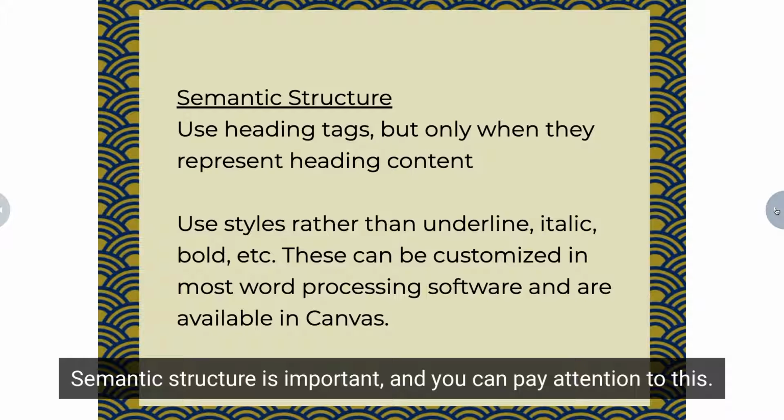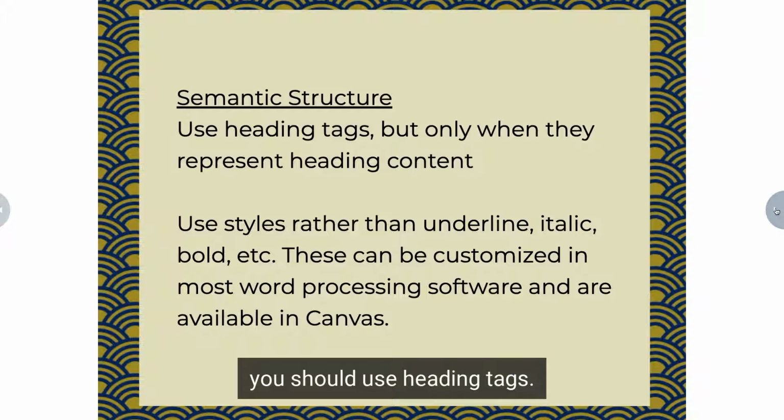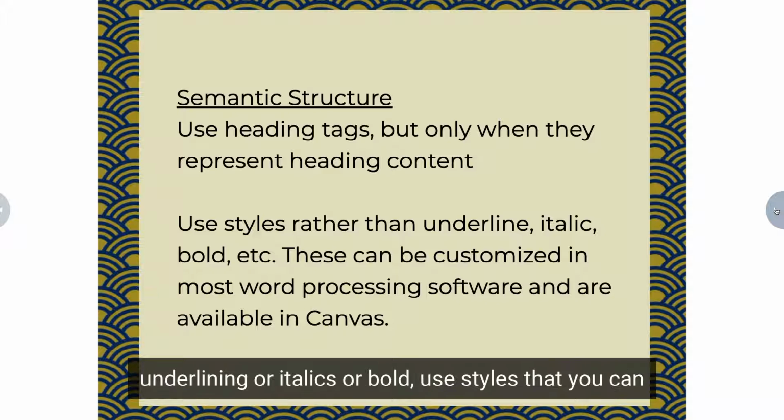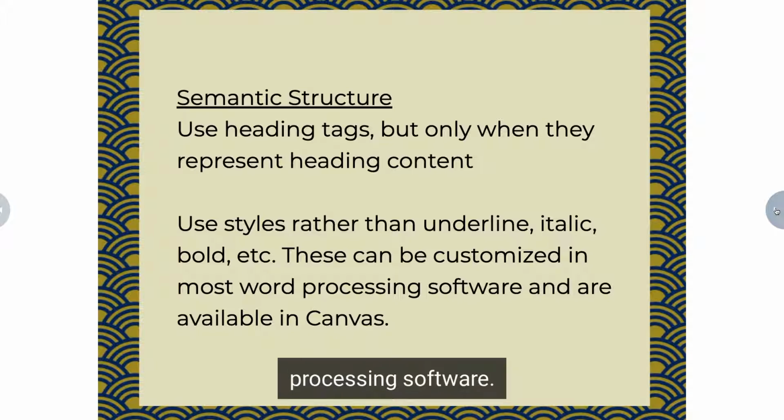Semantic structure is important, and you can pay attention to this when you're creating documents in Word or in Canvas. You should use heading tags, but only when the content is actually a heading. And rather than underlining or italics or bold, use styles that you can find in the Styles menu in Canvas or your word processing software.